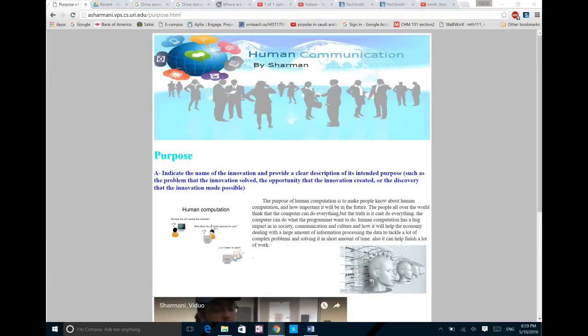Human computation also has many names like crowdsource or collective intelligence. The reason for that is because we still don't have a pure product of it. Let's take a look at this picture.